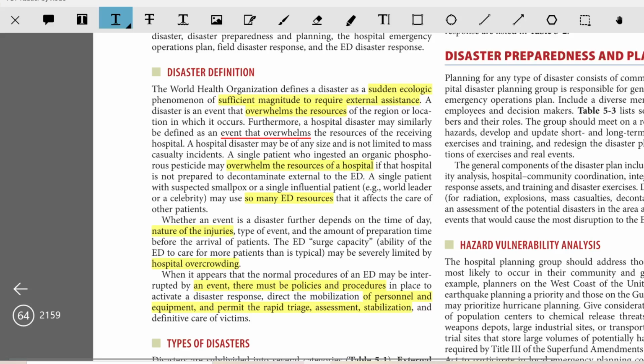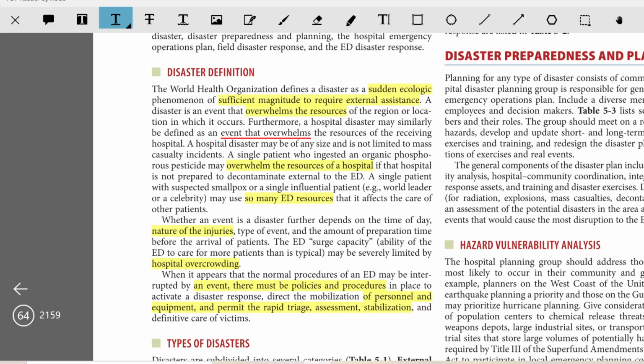A single patient who ingested an organophosphorus pesticide may overwhelm the resources of a hospital if that hospital is not prepared to decontaminate external to the ED. A single patient with suspected smallpox, or a single influential patient, such as a world leader or a celebrity, may use so many ED resources that it affects the care of other patients.